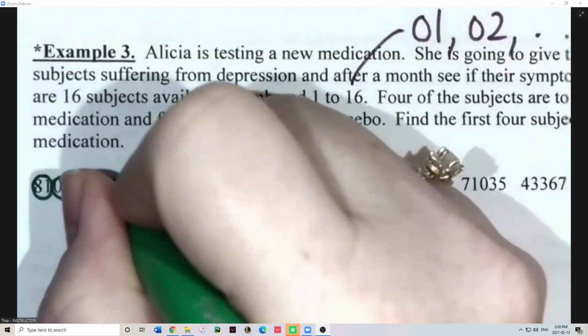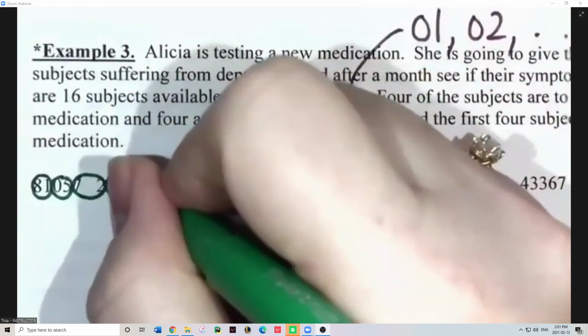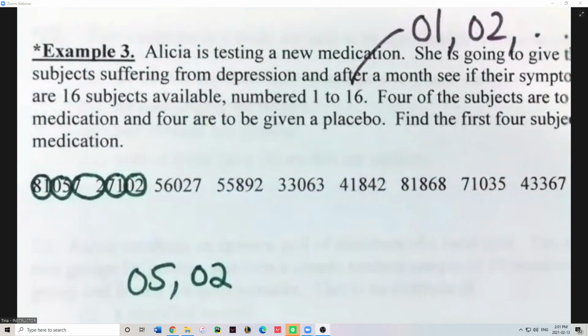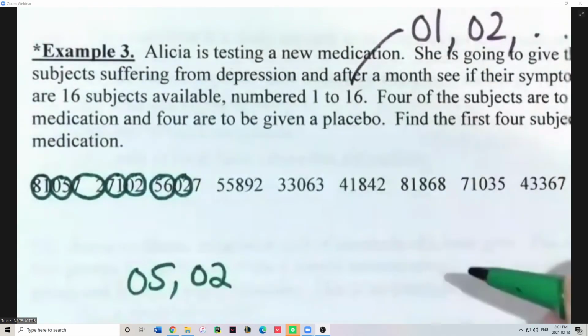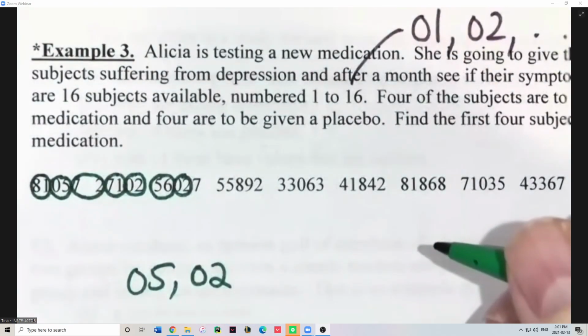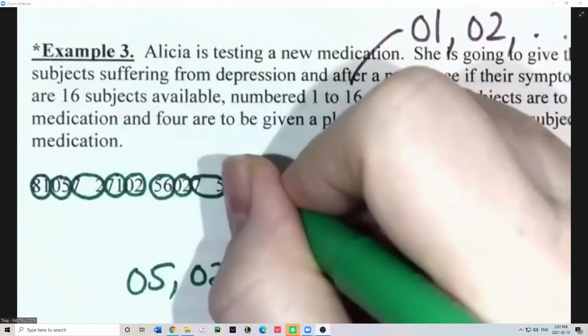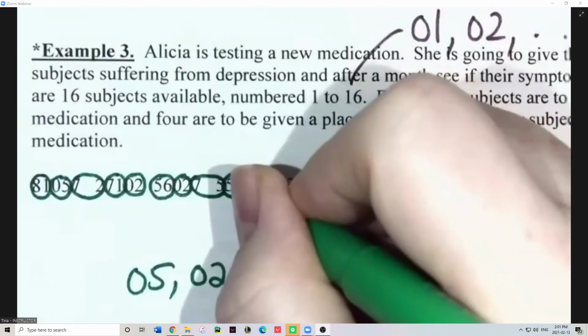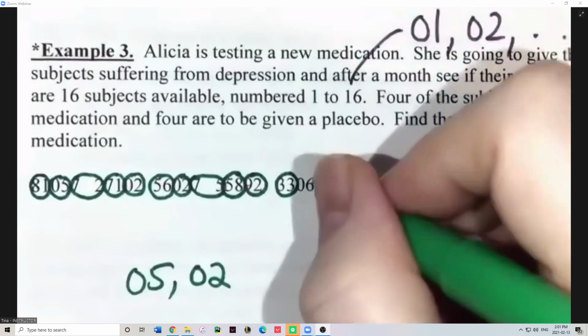So 72, too big. 71, too big. 02 we can use. 56, too big. 02, we can't use the same person twice, right? We have to pick 4 people, so we keep going. 75, too big. 58, too big.